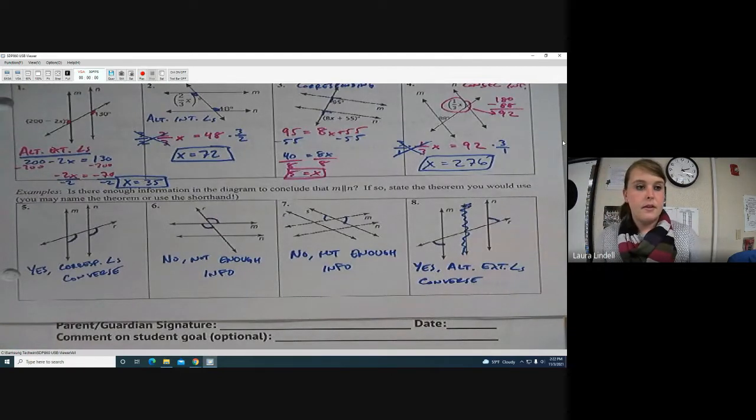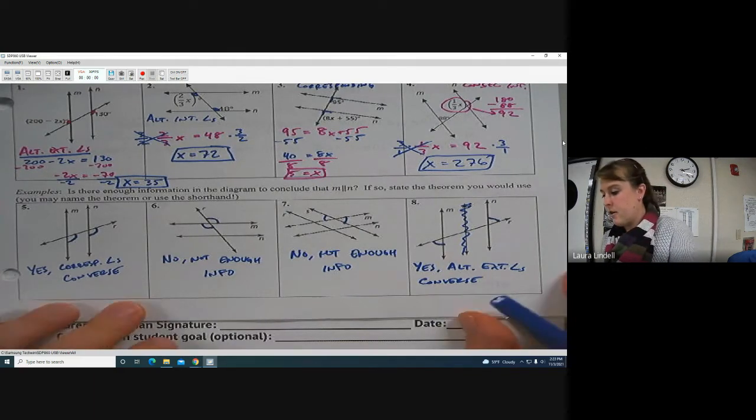All right. So as long as you can pick out one of our 4 angle relationships, you can say yes because of that angle relationship. If not, then we say no, not enough information. Okay. Once you have that, go ahead and turn the page.